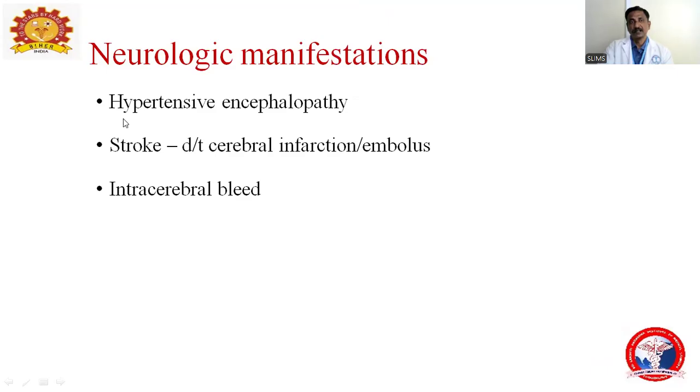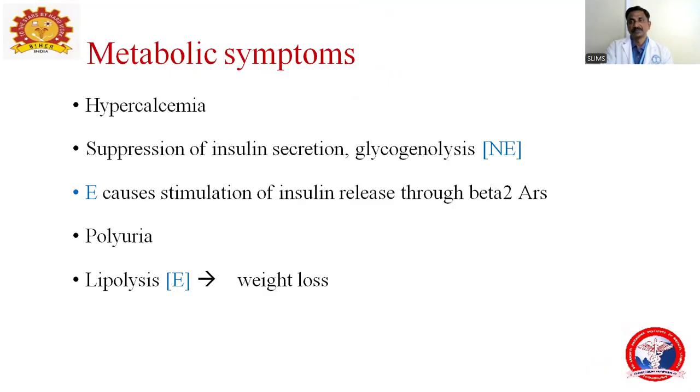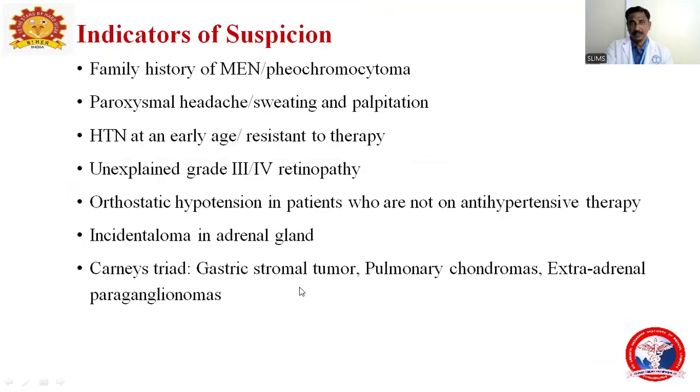Neurological manifestations like hypertensive encephalopathy, stroke due to cerebral infarct or embolus, and intracranial bleed can occur. Metabolic symptoms include hypercalcemia, suppression of insulin secretion, and glycogenolysis. Epinephrine causes suppression of insulin release through beta-2 adrenergic receptors. Polyuria can occur, and lipolysis can occur, which can lead to weight loss.